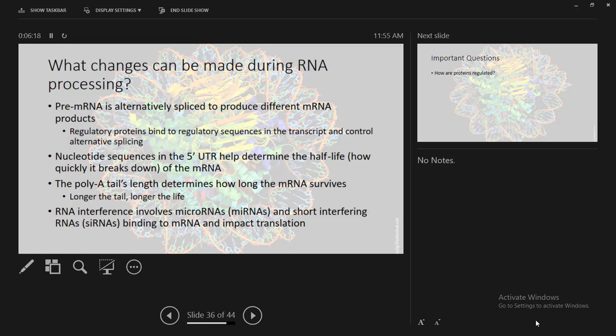Okay? And so what if we do this? We transcribe this, we process it, but then the cell receives a signal that basically says, don't do that. Don't actually follow through on that. What does the cell do? It's already transcribed it, it's already properly processed it, and maybe it put a long poly A tail on it. So it's going to survive for a long time.